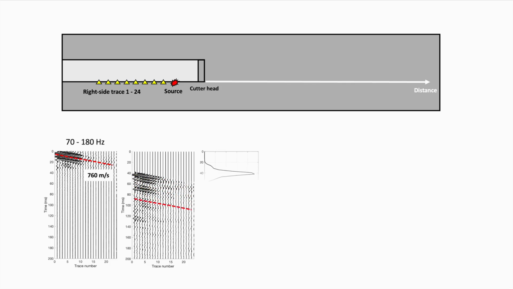Scanning the data with the picked first arrival velocity, we obtain a semblance curve. The peaks of this curve indicate potential seismic reflections ahead of the TBM. For example, the fourth peak might represent the reflection from the cutter head, while the following two peaks could be caused by reflections from geological changes located 10 meters and 29 meters ahead of the cutter head.